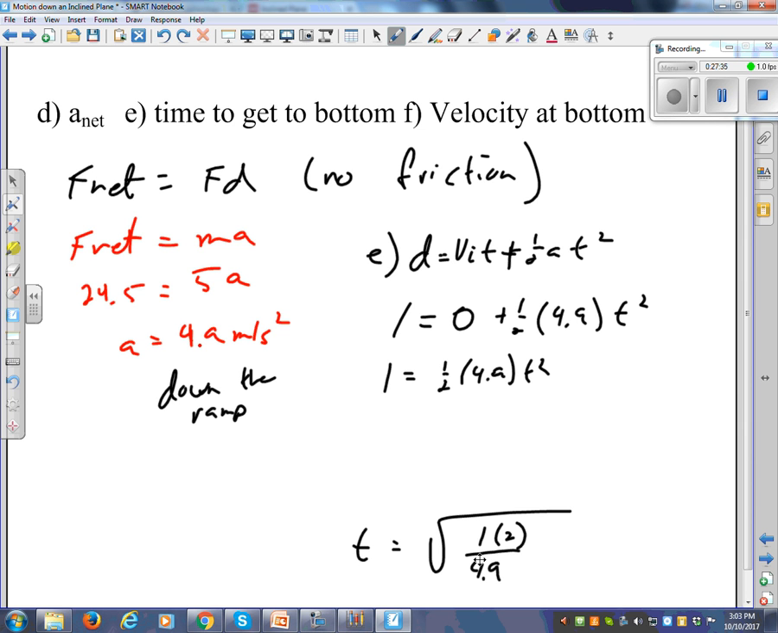Okay, well then do it this way if you want. Okay, so 1/2 of 4.9 is 2.45. So t is going to be the square root of, no, 1, I got to get rid of 2.45 times t, so it's 1 divided by, right? It's 2.45 times t squared.